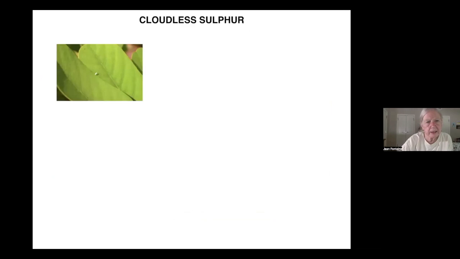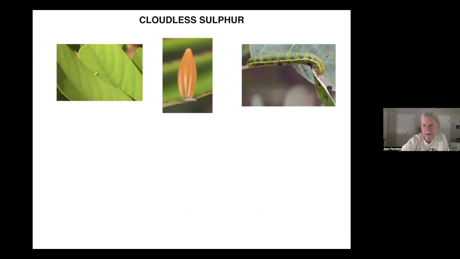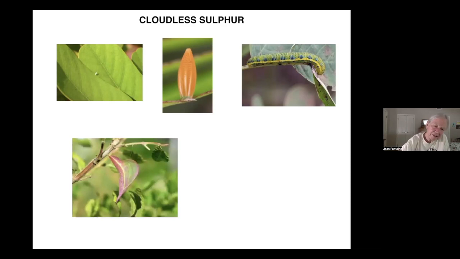And again, the egg almost looks like a piece of rice sticking up. And then the caterpillar is a beautiful kind of green and blue, and has that racing stripe on the side. And then the chrysalis is made to look like a leaf. But again, I hope you can see that fine silk, which is holding it in place. And then it comes out as an adult.